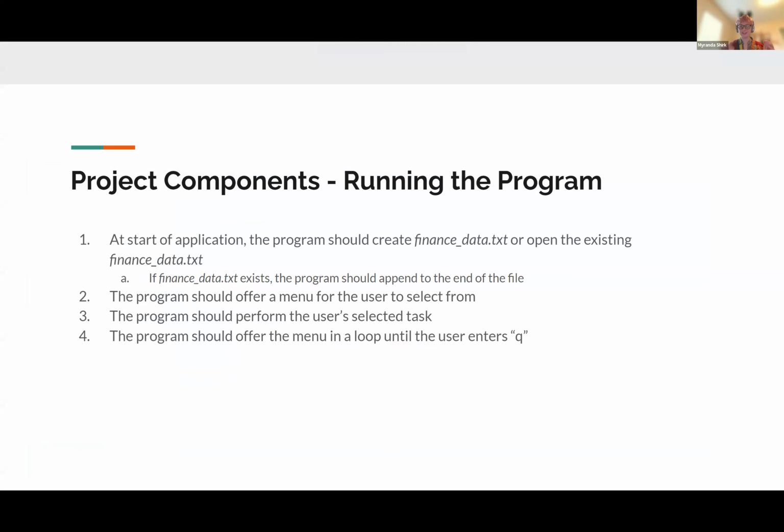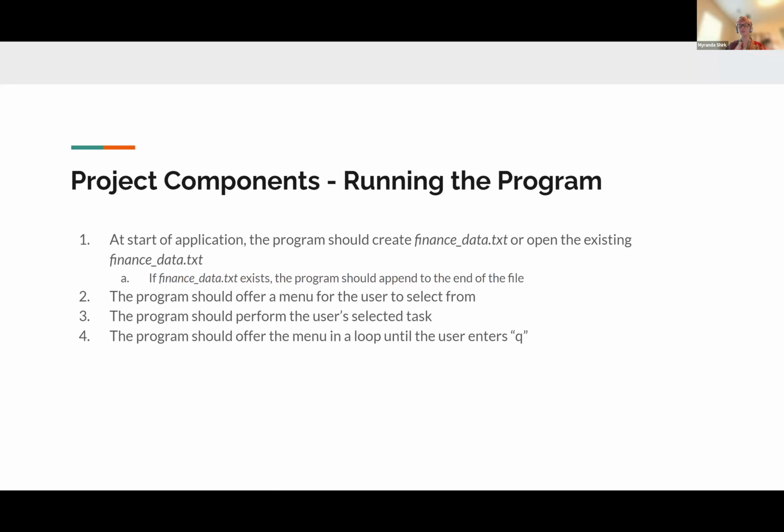As a hint, well, I'll tell you this hint. If financedata.txt exists, the program should append to the end of the file. So I'm just going to go ahead and tell you, you should open the file with A+. That will allow you to append to the end of the file and also read previous data in the file. So A+.